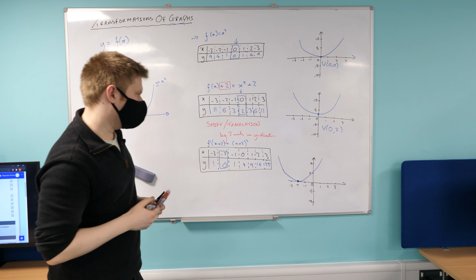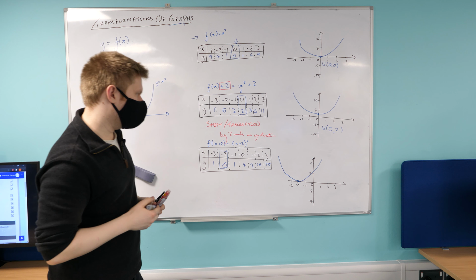Right, fantastic. Let's change it then. Let's look at this situation here. So what I'm going to do now is, instead of adding 2 after I've applied my function, I'm going to add 2 to my input. So I'm going to add 2 to my input, then apply my function. In other words, I'm going to take my function applied to x plus 2.